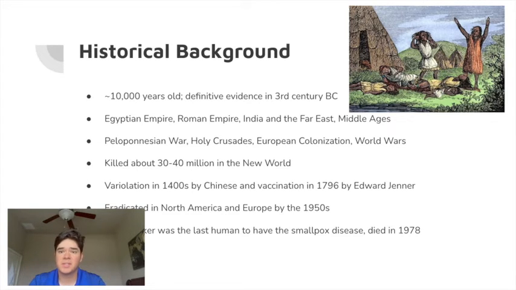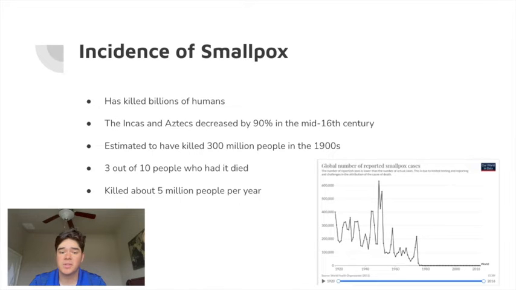And just for some quick statistics on the smallpox virus, throughout history it has killed billions of humans. We see that in the Americas when the smallpox virus was brought over from the Europeans. The Incas and the Aztecs both decreased in population by about 90% in the 1650s. And throughout the 20th century, it is estimated that there were about 300 million people that died of the smallpox virus. Another statistic tells us that about 3 out of every 10 people who contracted the smallpox virus ended up dying.